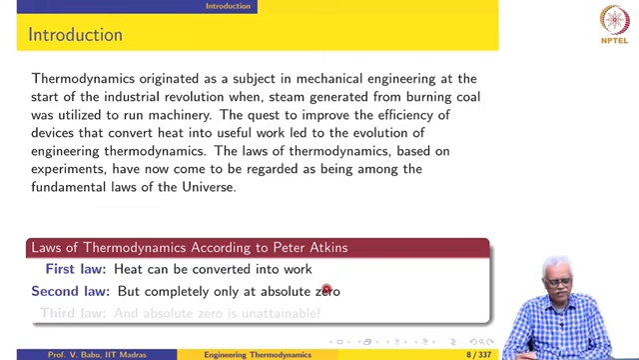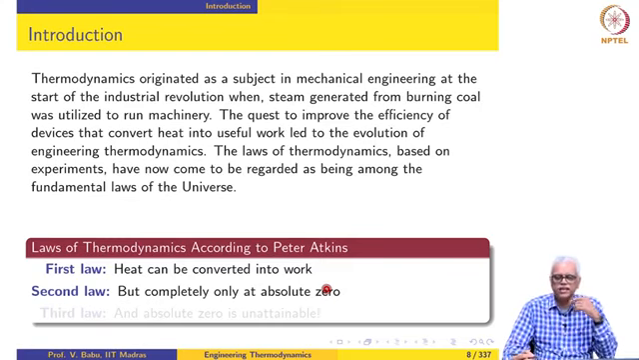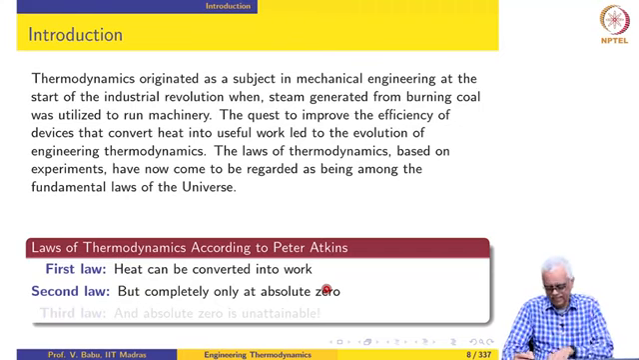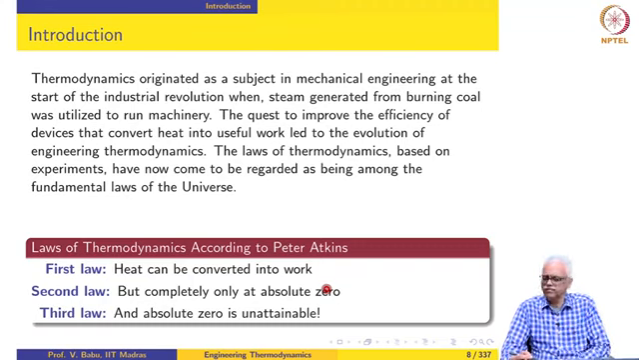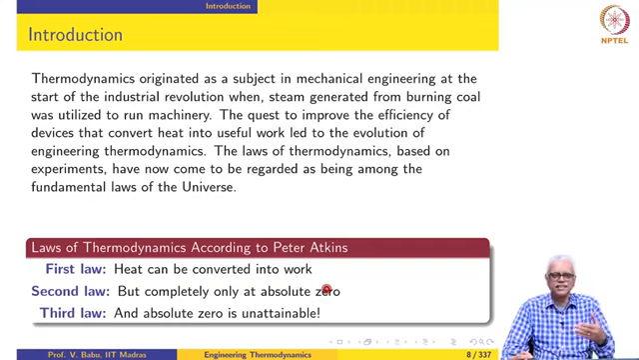And according to him, the second law says, but completely only at absolute zero, meaning if you want to convert all of the heat into work, you need to be able to do it at absolute zero temperature. And the third law, according to him, which is universal, is that absolute zero is unattainable. So, basically he sums up the laws of thermodynamics in this manner: heat can be converted to work, but completely only at absolute zero, and absolute zero is unattainable.